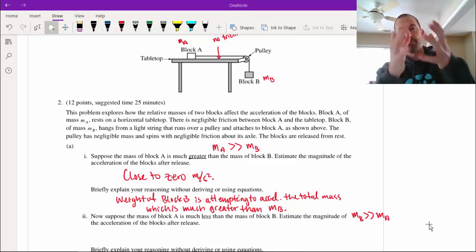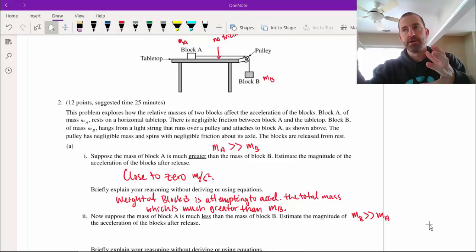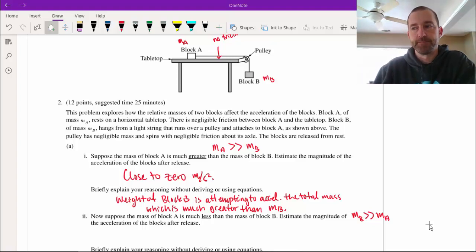If you had a human being hanging on a rope and over the pulley there's a paperclip sitting on the table, you can imagine that that paperclip is almost like it's not even there. And in that case, the block of that mass equivalent to a person would accelerate pretty much in free fall. So you could say that's close to 9.8 meters per second squared. You could say it's close to g, close to free fall, but something along those lines to let the College Board people know that you understand that it's pretty much an unrestricted acceleration.